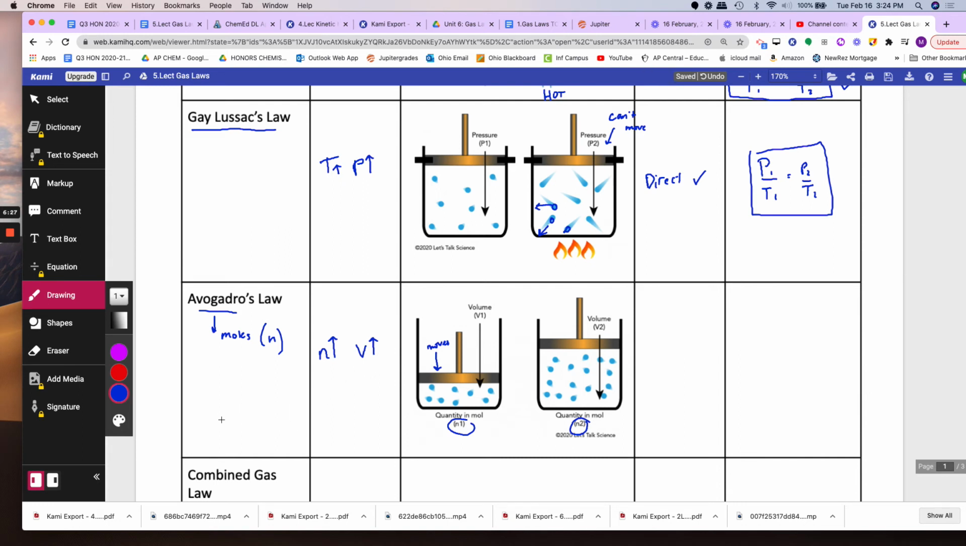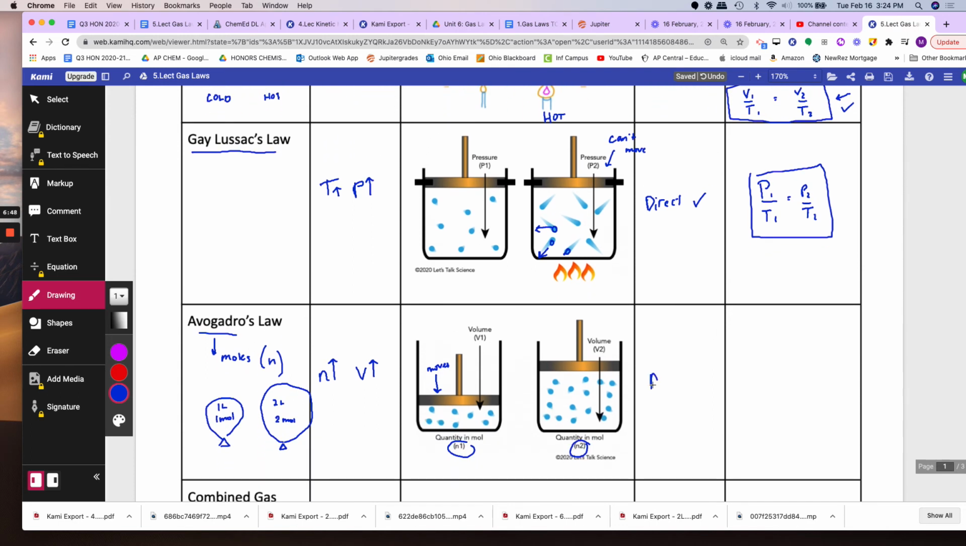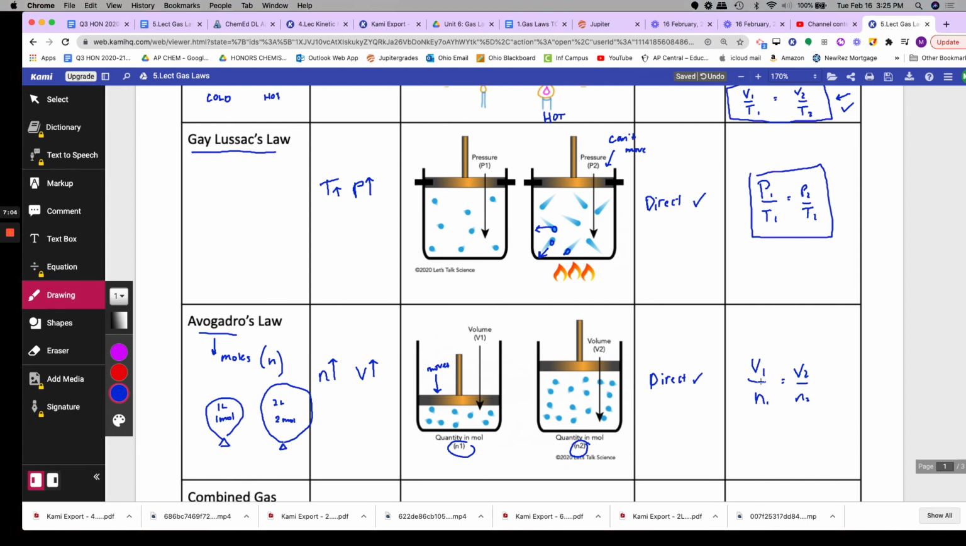It might be better to show you in a balloon. So in a balloon, if you had 1 mole in there, it'll be a certain size, let's say 1 liter. If you add 2 moles in there, let's say you blow more moles in there, then of course you're going to double the volume. 2 moles, 2 liters. Okay, this is also a direct relationship, which means the formula will look like these. So it'll be V1 over n1 is equal to V2 over n2. If you double the moles, you double the volume, and vice versa.